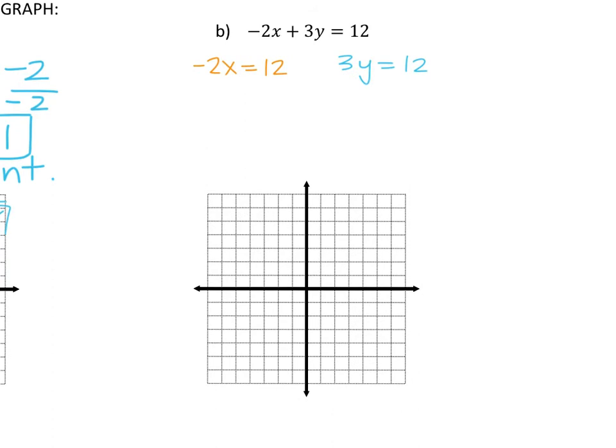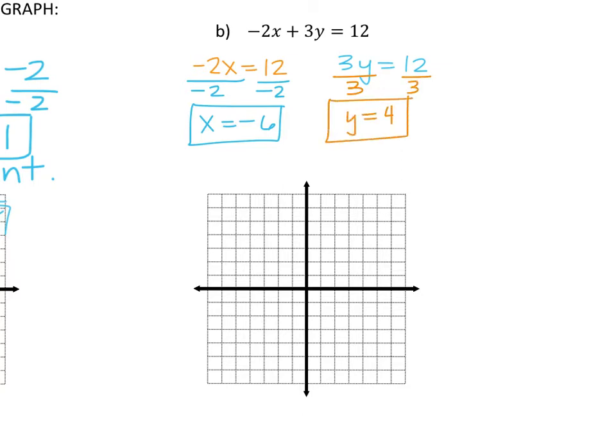All right, tell me what you got for your x-intercept. Negative 6, right. We would divide by negative 2 on both sides, so we get x equals negative 6. So that's your x-intercept. What did you get for your y-intercept? Right, divide by 3 on both sides, and y is 4. Okay, now the graphing of it.